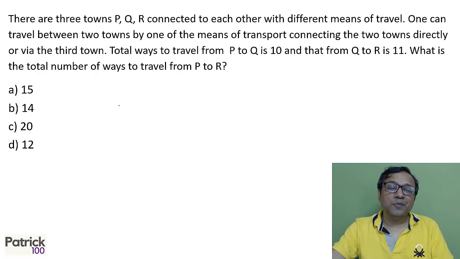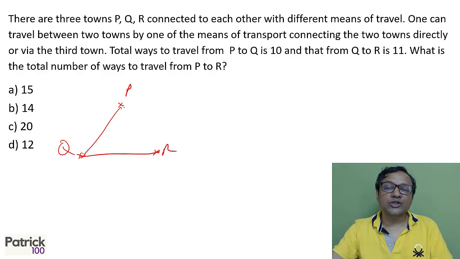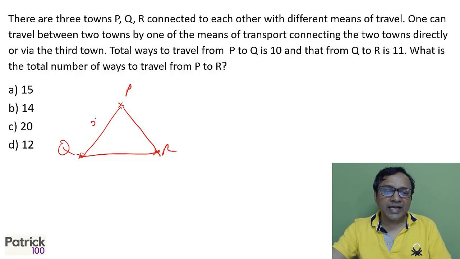Three towns P, Q, R are connected to each other by different means of travel. One can travel between two towns by one of the means of transport connecting the two towns, directly or via a third town. Total ways of traveling from P to Q is 10. So let's say this is X routes, Y routes, Z routes.